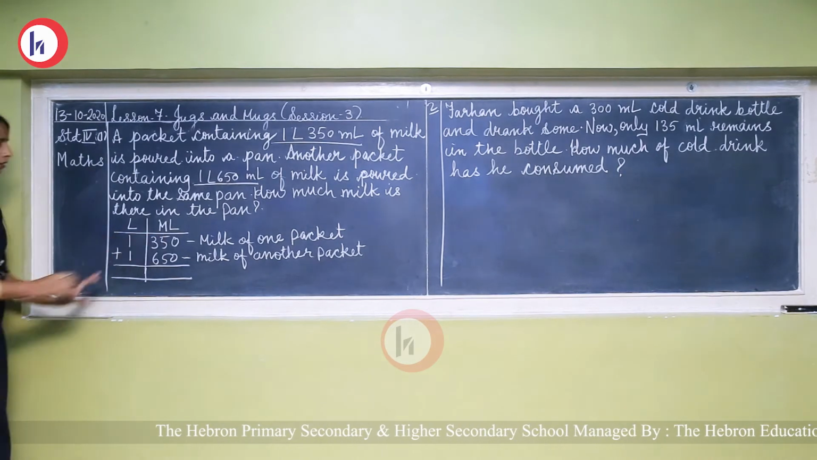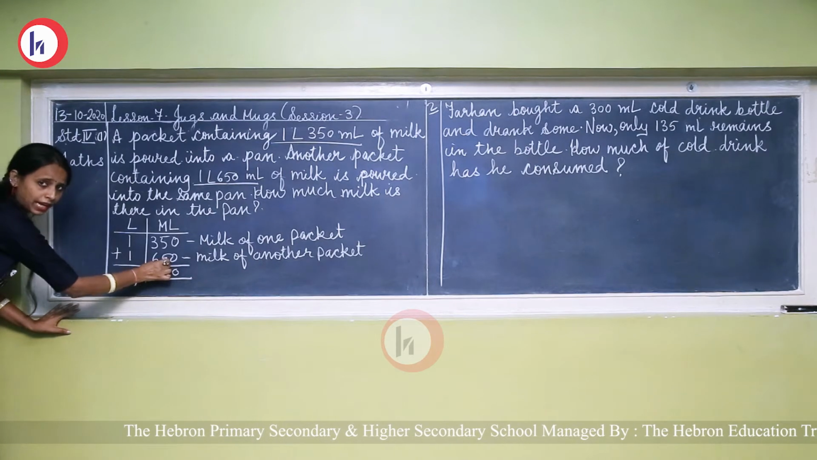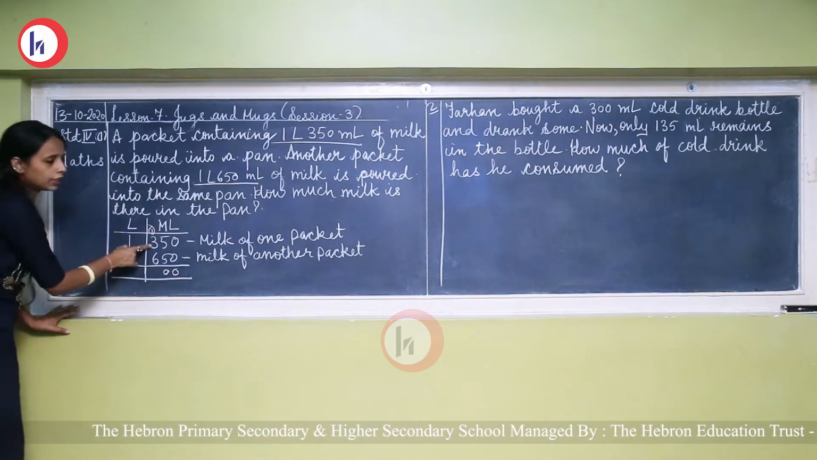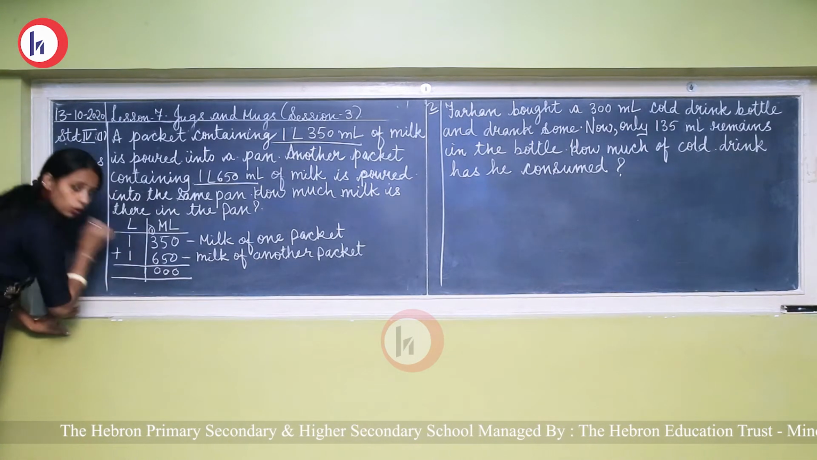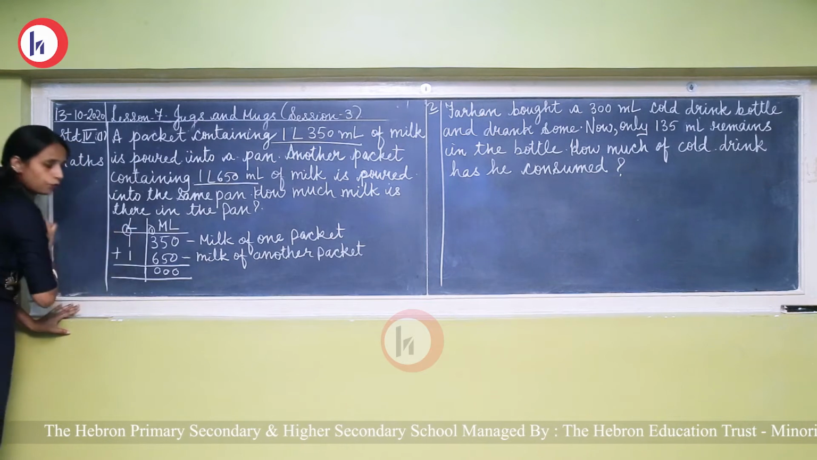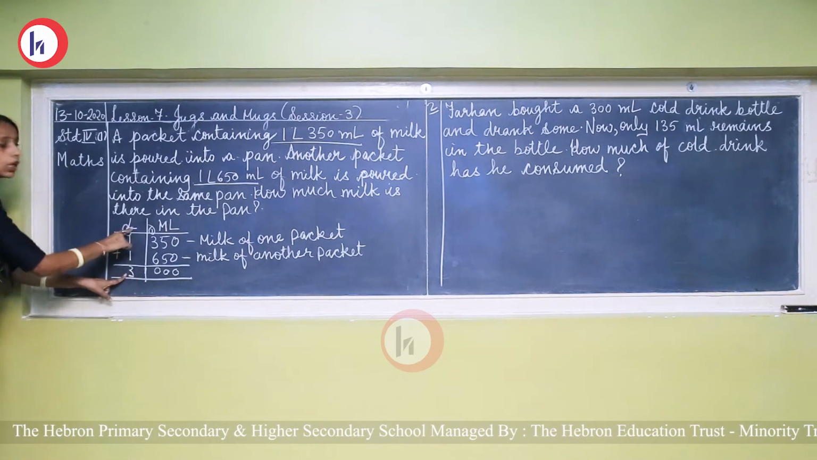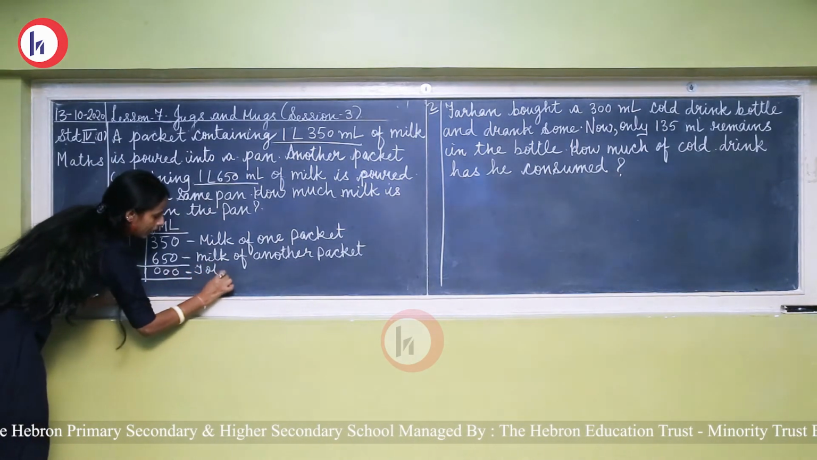Start with ml, means milliliter. 0 plus 0, 0. Now 5 plus 5, 10. 0 will be here and 1 will be carry forward. Now 1 plus 3, 4. 4 plus 6, 10. 0 will be here and 1 will be carry forward. 1 plus 1, 2. 2 plus 1, 3. So 3 liter. So answer will be total milk.